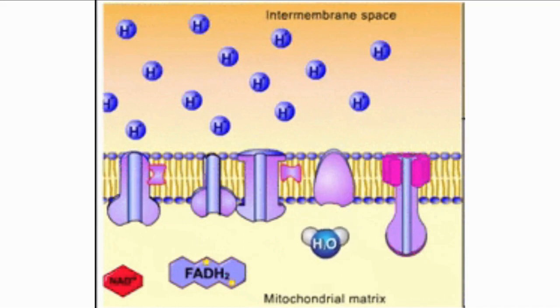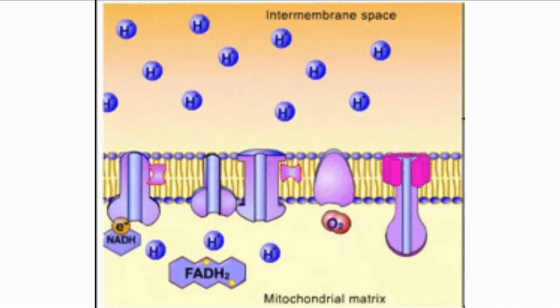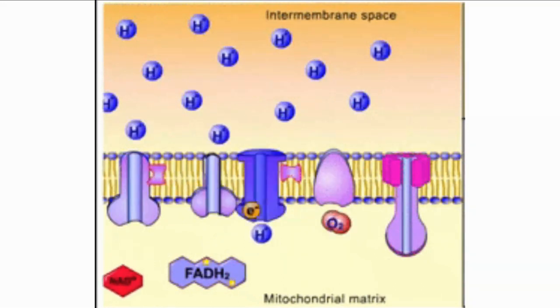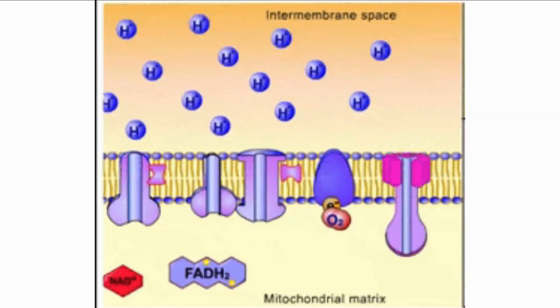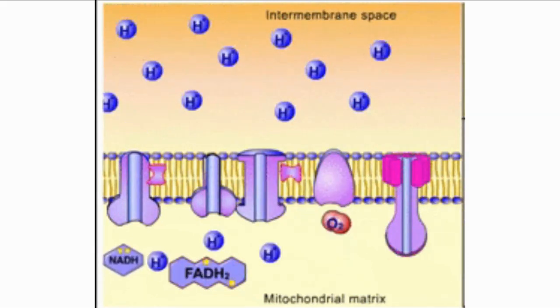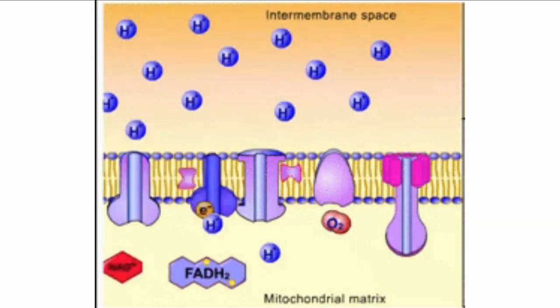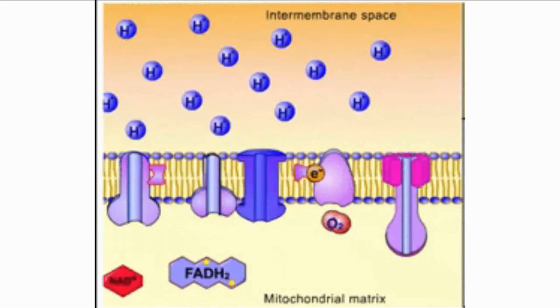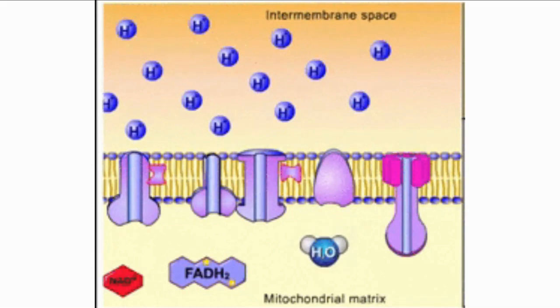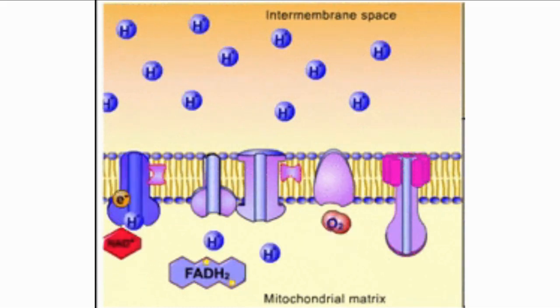Within this image, you are able to see how NADH and FADH2 donate their electrons to kick off the electron transport chain. You also are able to see how oxygen accepts the electrons at the end to aid in the formation of H2O or water.